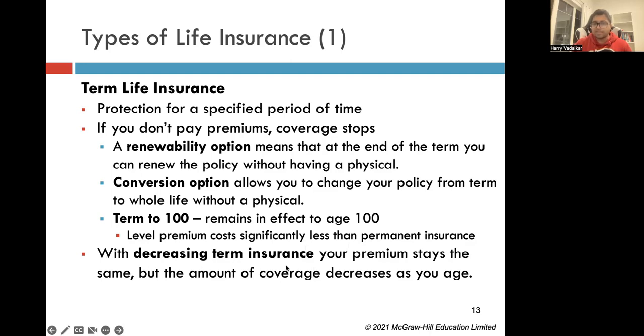Now, decreasing term is another type of insurance policy. Your premium stays the same, but the amount of coverage decreases as you age. So this is a special type of term insurance policy you can buy, whereby you pay the same premium. The premium doesn't change throughout your life, but the amount of insurance that they provide will keep on going down.